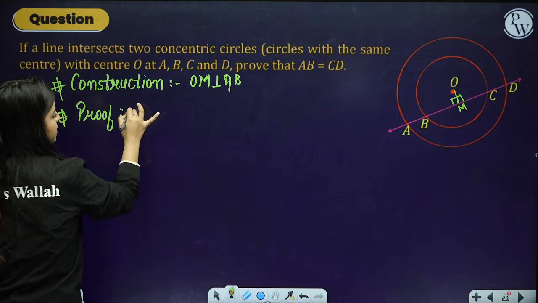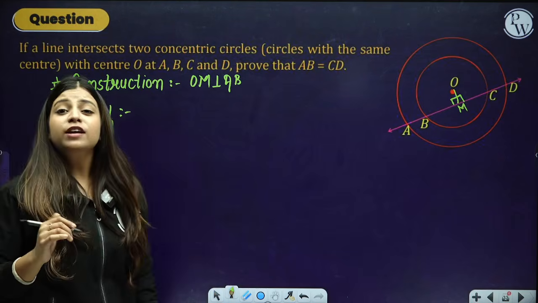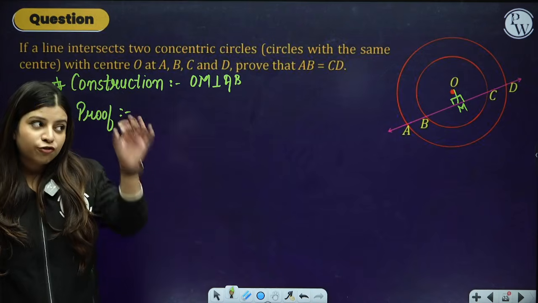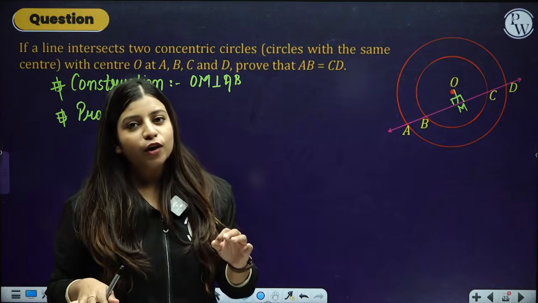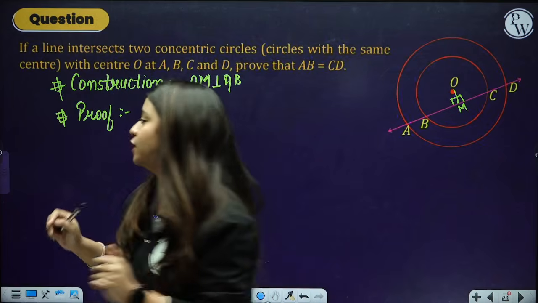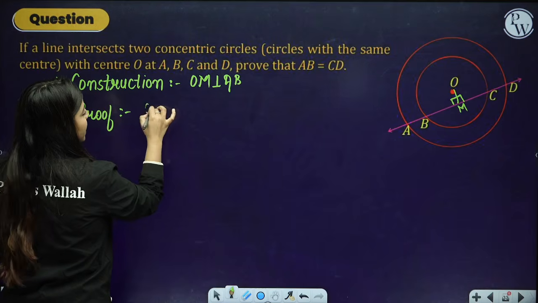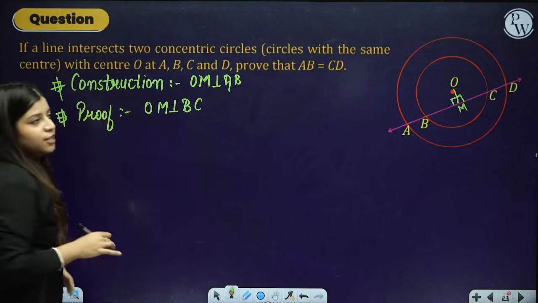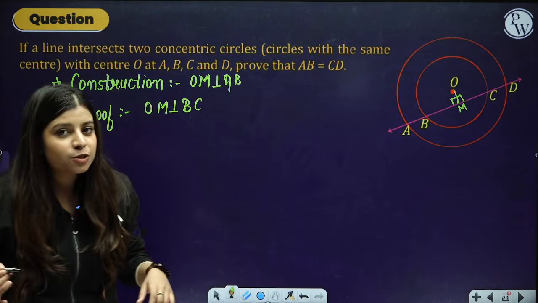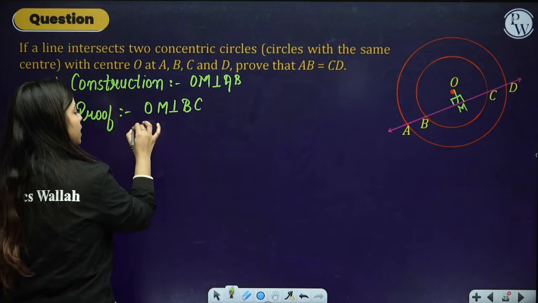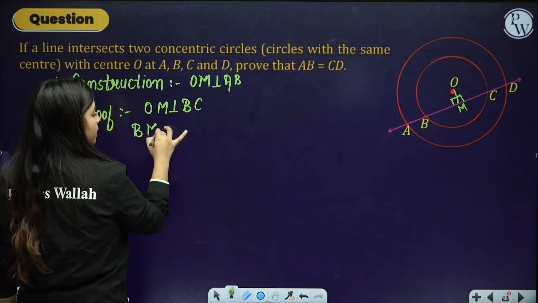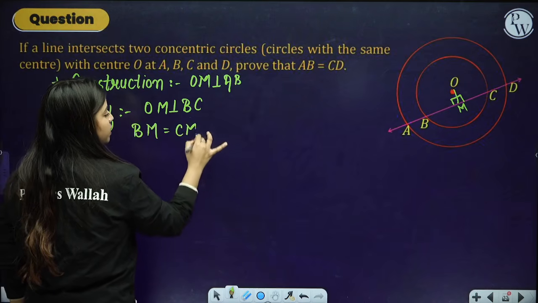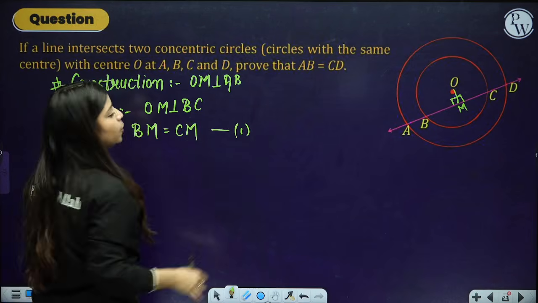The very first thing that we have is, if we draw a perpendicular from the center of the circle to the chord of a circle, it bisects the chord. So, as we can say that OM is perpendicular to the chord BC, it bisects BC. That means BM is equal to CM, and this becomes our first equation.